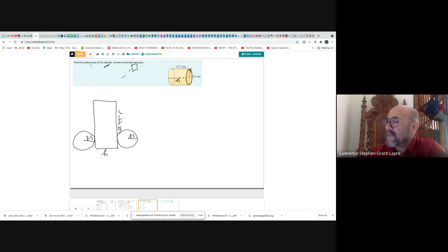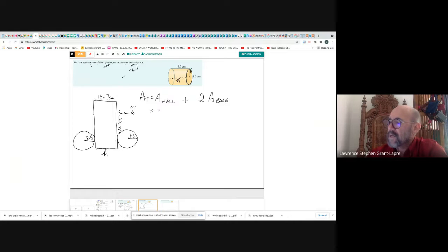And this height is 15.7, the distance from one end to the other, and the radius we already know is 8.5 centimeters. So let's look at the area of, say, the curved wall and the area of the bases, and that will be our total surface area.